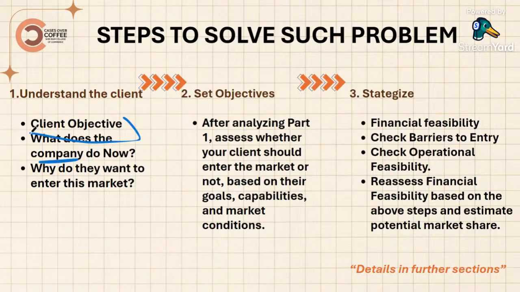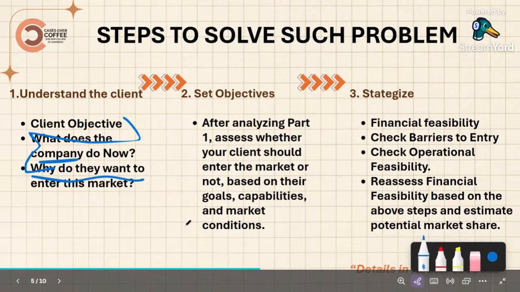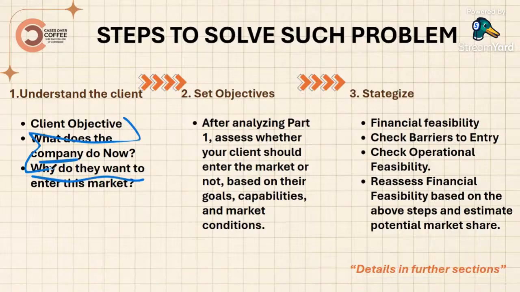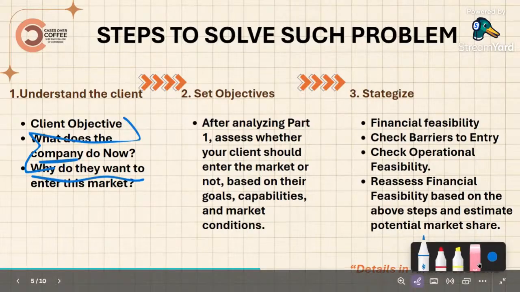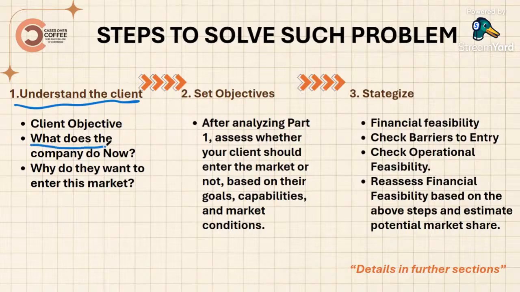What would be the objective of the company that is taken into consideration, and why do they want to enter into this market right now? For example, we can think of the Tesla example. Tesla wants to enter into the Indian market due to the government EV incentives and the growing demand in the Indian market, due to which they thought, let's enter into this Indian market. So the very first thing that you need to do is to understand the client. Now, what does the company do right now?